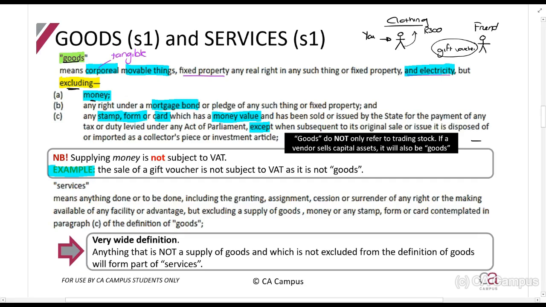Then this comment over here is very important. When you're looking at this definition of goods, can you see nowhere do they mention the term trading stock? What students sometimes do is they think when they talk about goods, they're talking about trading stock. So if I'm a vendor, a company, and I sell you trading stock, most students will say yes, there should be VAT on it. But if I sell you a building or a machine, a capital asset, not trading stock, then they'll say no, there's no VAT because it's not trading stock. That's wrong. It's still goods. If I sell any of my capital assets or trading stock, it's all goods.